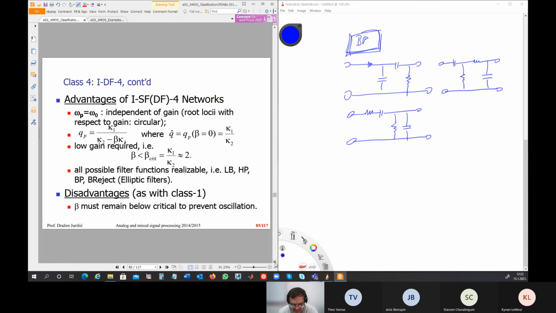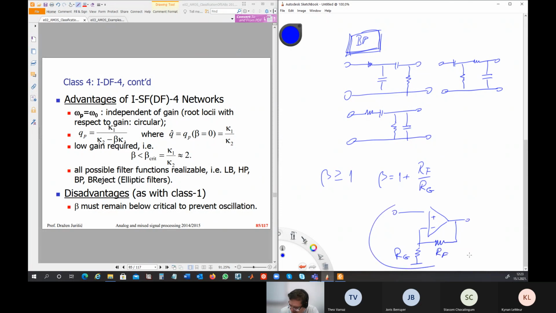This is what we know already. Advantages: omega is independent of the gain. Q is needing a very, very low gain. So for example, if you have gain, which is beta, it must be higher or equal to 1, because beta is 1 plus RF over R ground. If you use this, this is what we know. So this is R ground and R feedback.